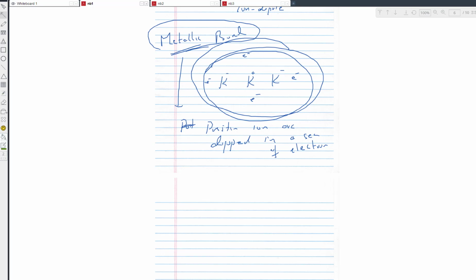Which of these indicates very strong intermolecular forces in a liquid? A, very low surface tension. That is not correct, because strong intermolecular forces mean a higher surface tension. Then a very low critical temperature. A very low boiling point is also not possible. If there are very strong intermolecular forces, the boiling point is going to be very high. So this is also not possible.